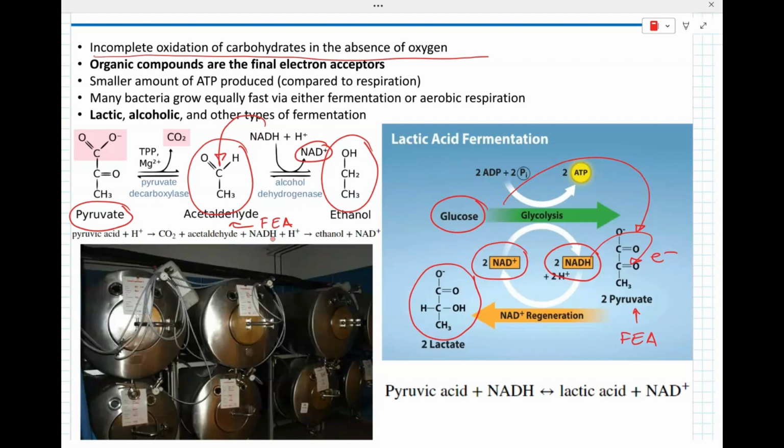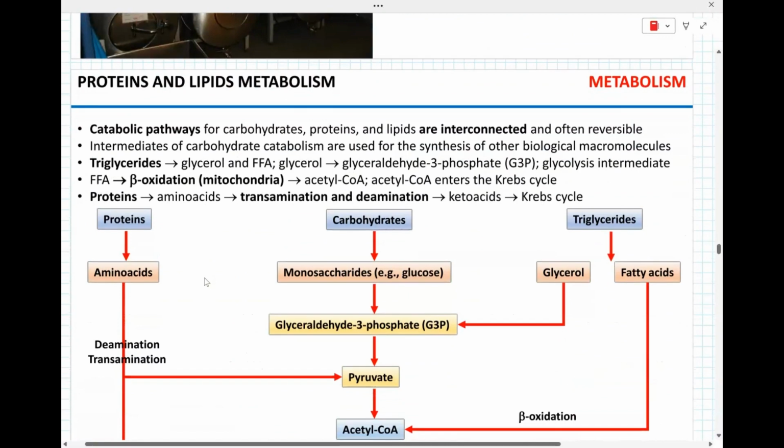Now, what I want you to appreciate is that the amount of ATP that's produced during fermentation is lower than the amount of ATP produced during respiration. And specifically about respiration, anaerobic respiration produces less ATP than aerobic respiration. Now, so far we were talking only about the metabolism of carbohydrates. Now, what about the metabolism of lipids or proteins? Can they be used as the energy source? The short answer is yes, they can be.